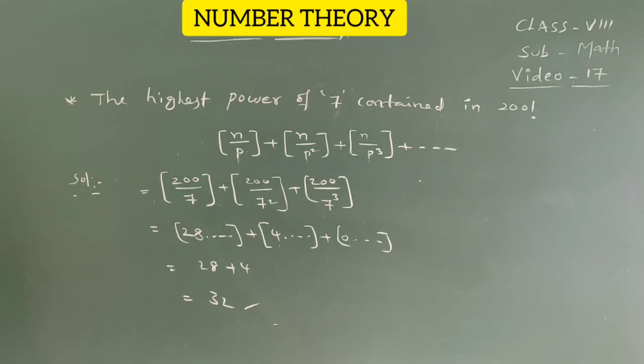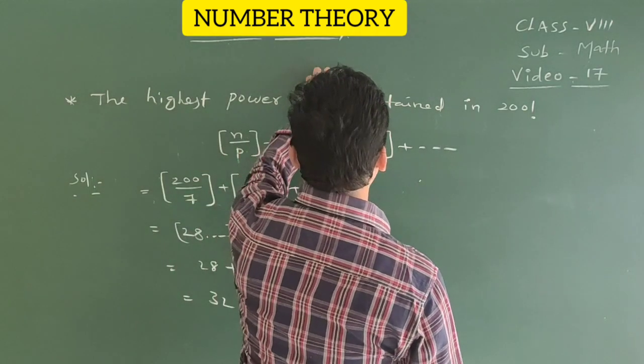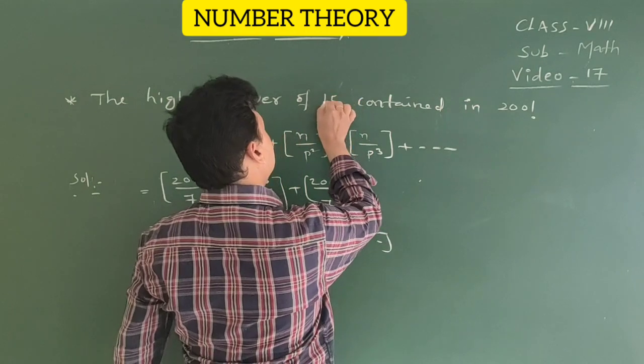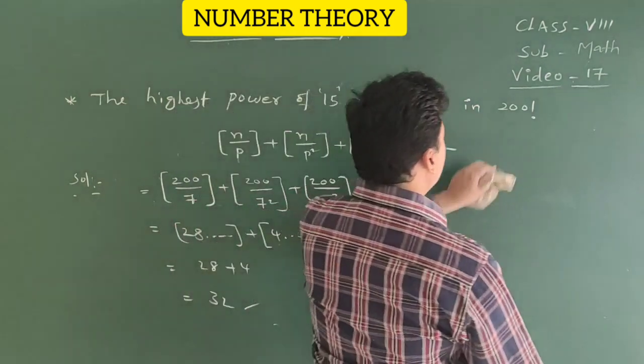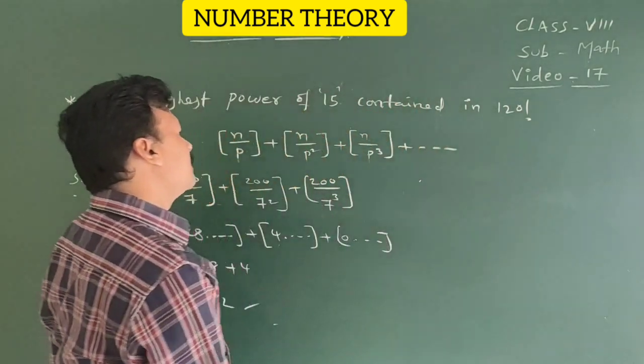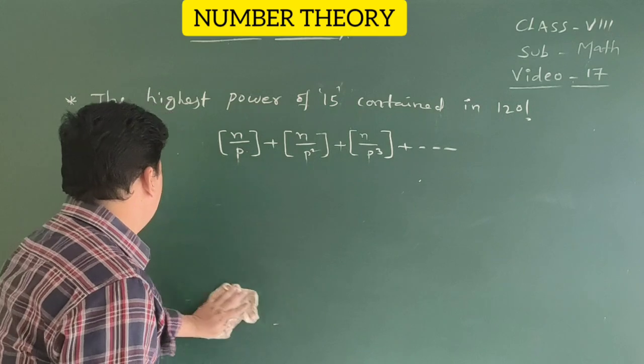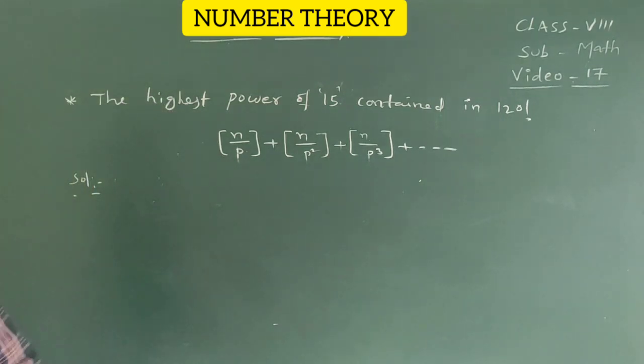Now next model. Here they ask the highest power of 15 contained in 120 factorial.